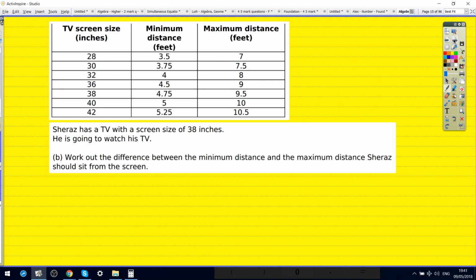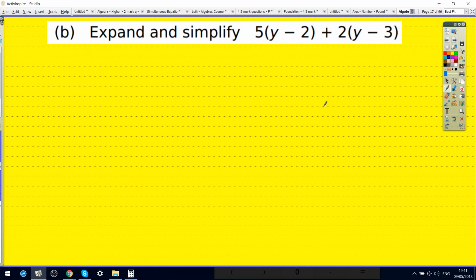I think you'll be fine for these. Okay, let's try this one. 5 times y is 5y. 5 times 2 is 10. Plus or minus? Minus. Then it would be 2y. And then 6. That's plus minus in between.